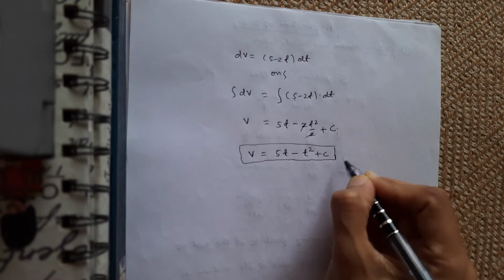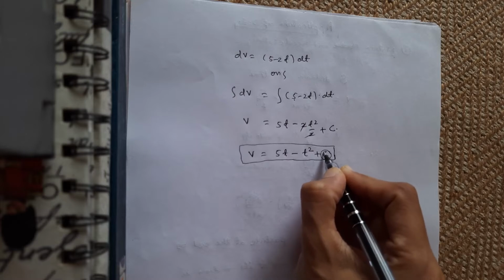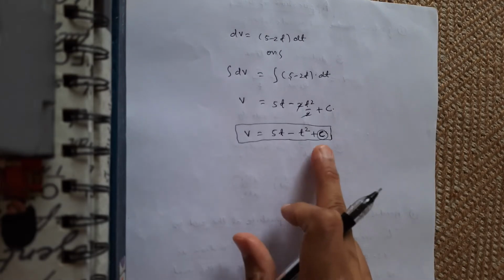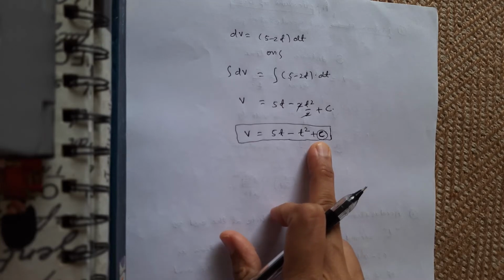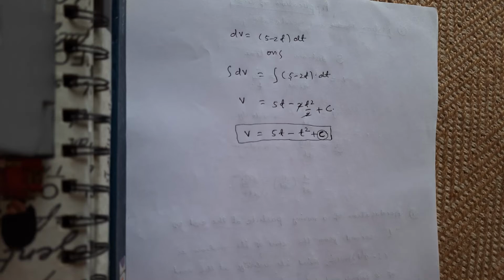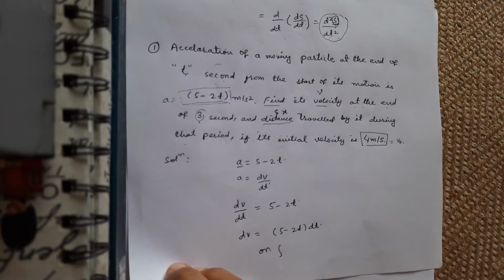at time t. Now this constant c should not be there because we are not able to find the velocity if this constant is there. So is there a way to find out this constant? Just think about it. So we will find it out from the initial condition.